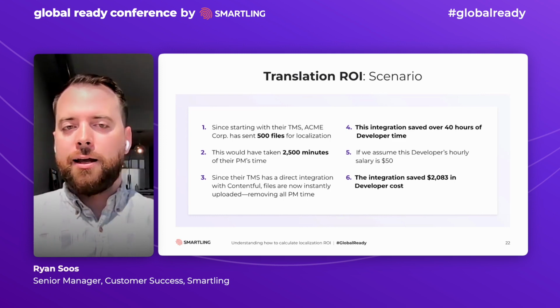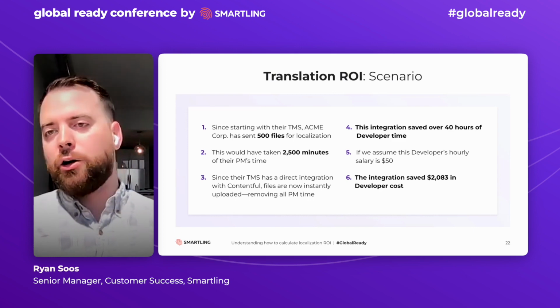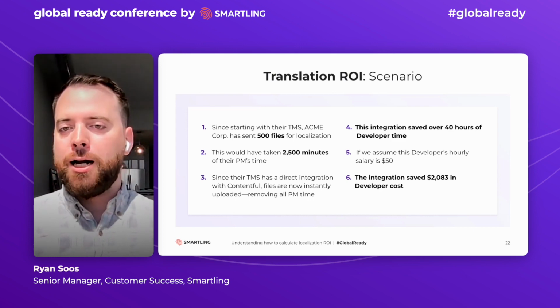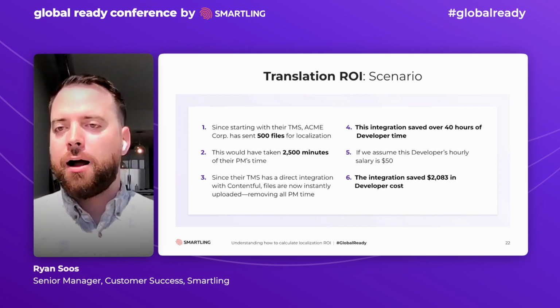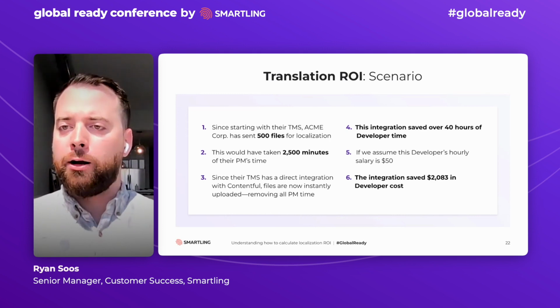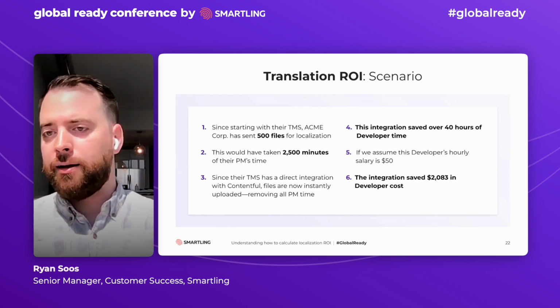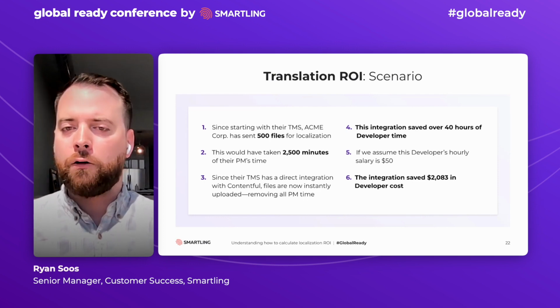So let that sink in for a moment. A simple integration here can free up thousands of dollars by integrating, by putting that work in at the beginning, 30 minutes, an hour, whatever it may be to integrate your CMS with your TMS. And in the long run, it will pay for itself.